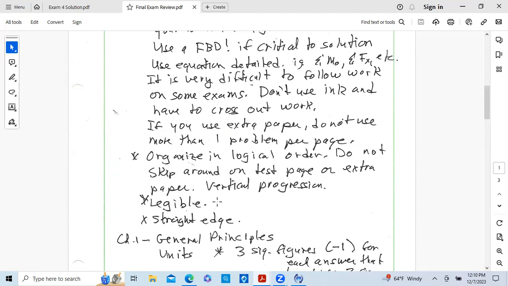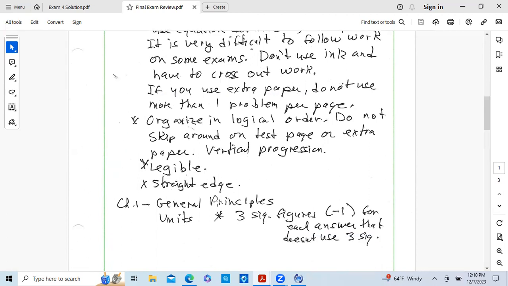So I'm going to run through the chapters, highlight a couple of key points in the chapters, and tell you where the problems will come from. First chapter is on general principles. No problem specifically out of there. It's about units. Again, we're looking at the SI system and our American engineering system of units. So be familiar with that.